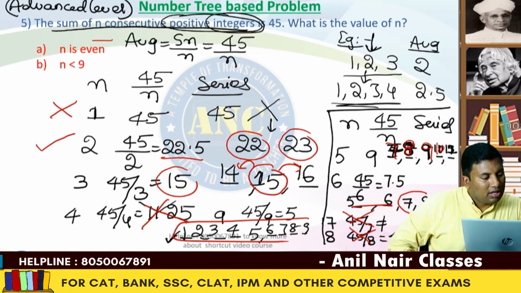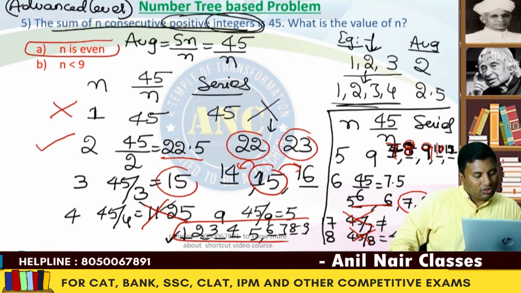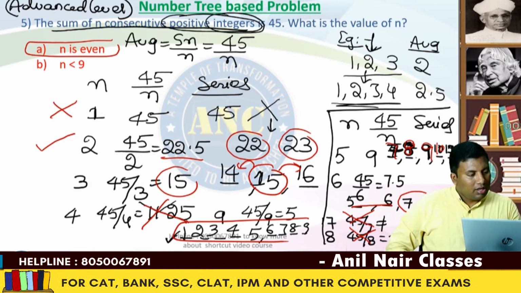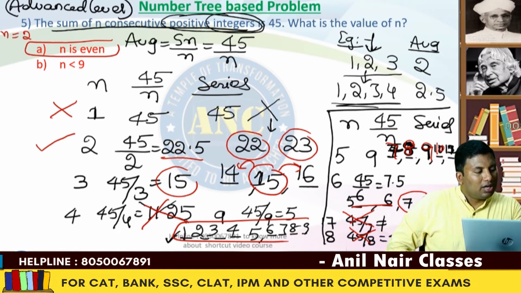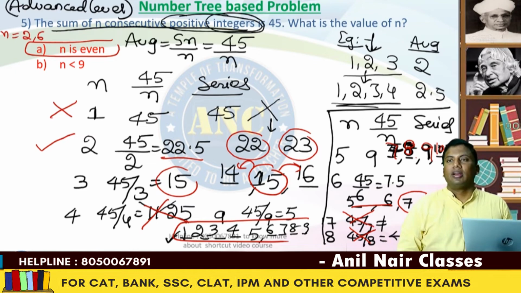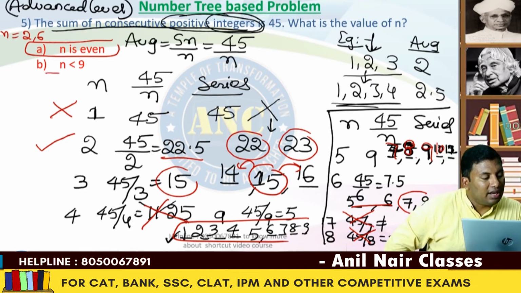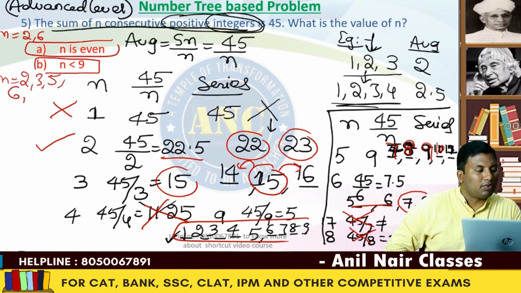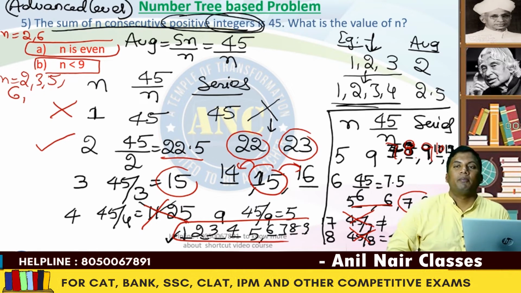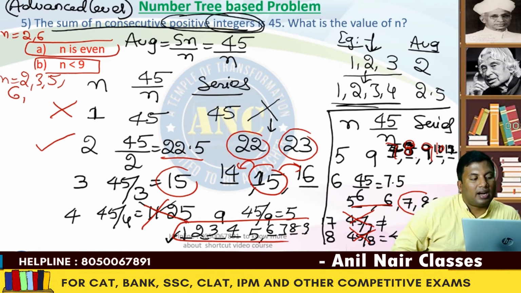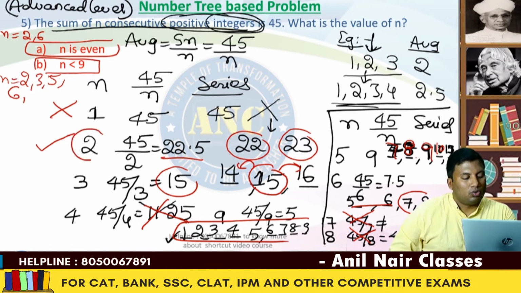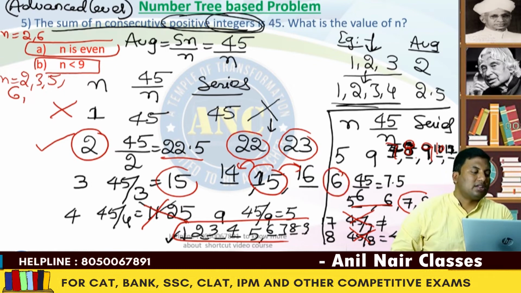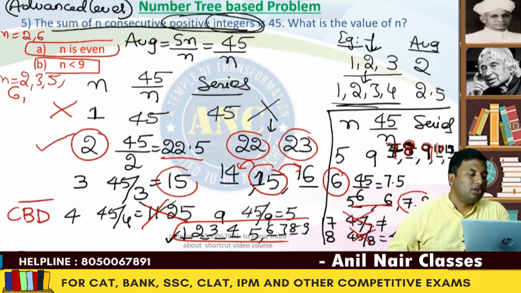What is statement 1? n is an even number. For which even values of n is it possible? n value 2 is possible, and n value 6 is possible. Two options I got. Statement 2: n is less than 9. Less than 9 means 2 is possible, 3 is possible, 5 is possible, 6 is possible. 4 values I got. If I combine both, n is an even number and n is less than 9, even numbers 2 and 6 are less than 9. So the answer for this question is cannot be determined uniquely.